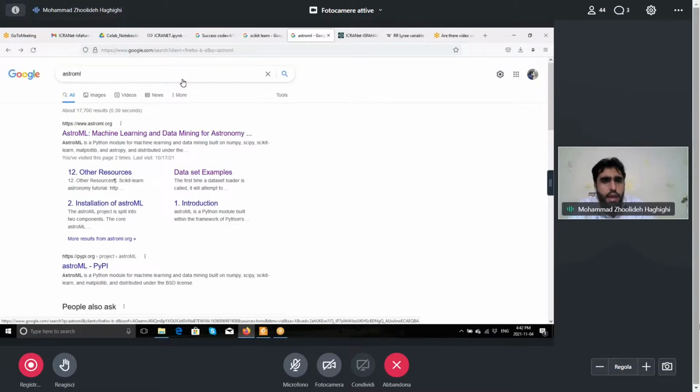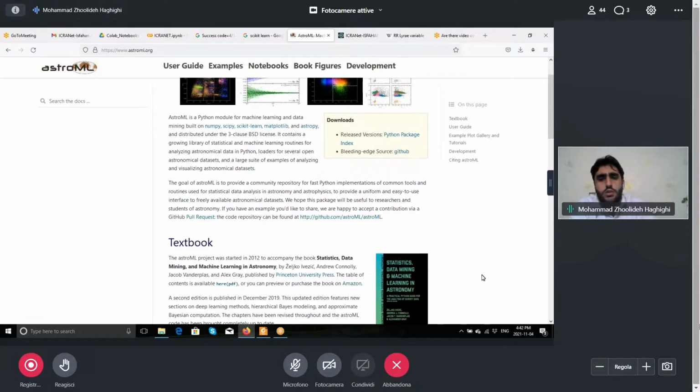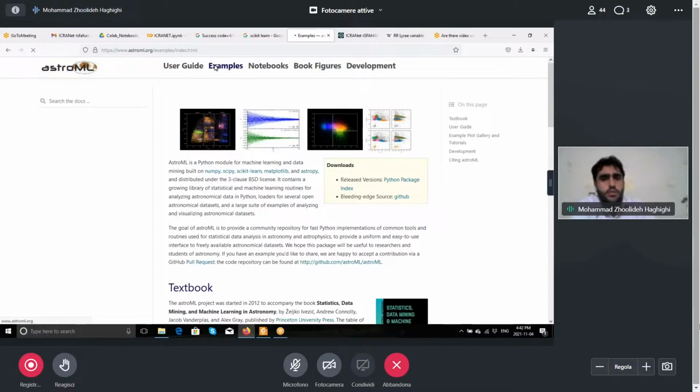AstroML is a package. If you Google AstroML in your search, the first link that pops up will be AstroML. You click on it, and here you can have access to astronomical data, some pipelines for astronomical data cleaning, and machine learning for astronomy. I have brought for you an example from AstroML, and there are different examples. Here you can find a good book and download it and take a look at it.